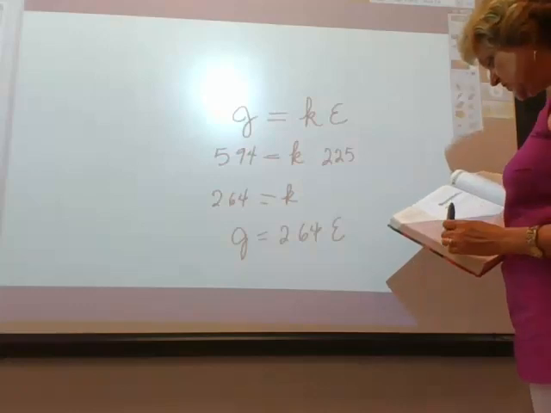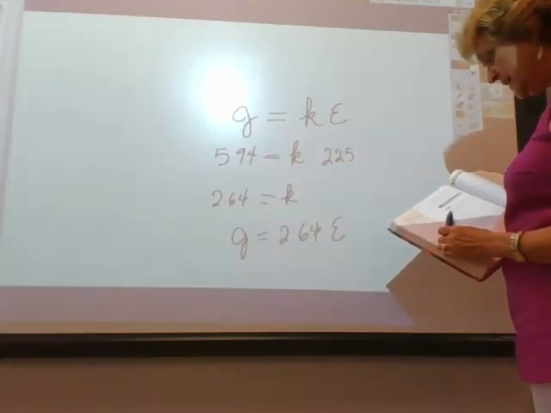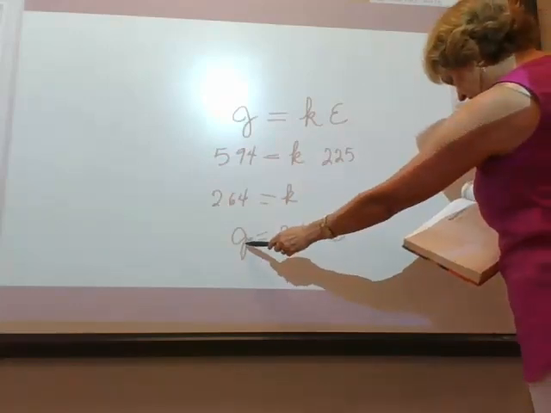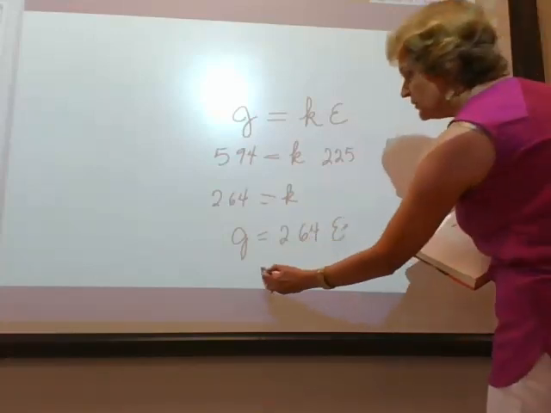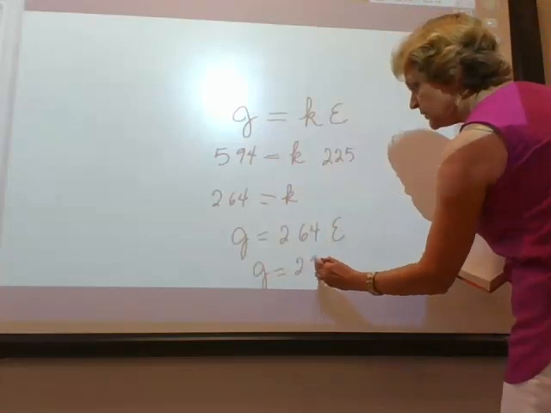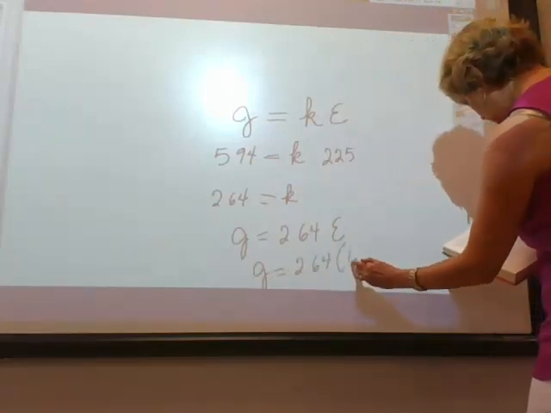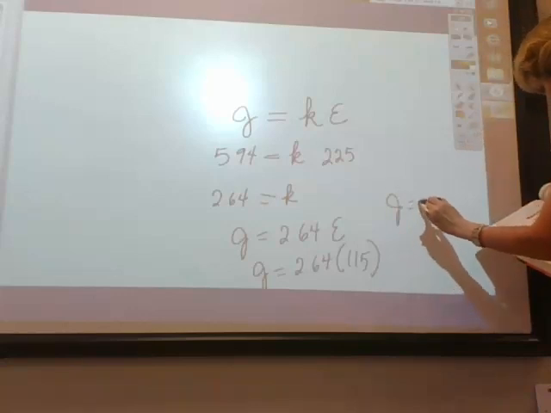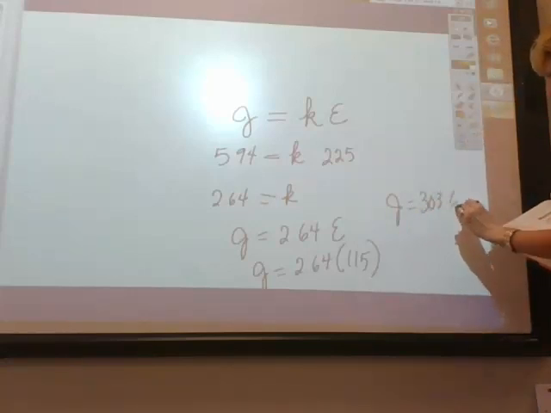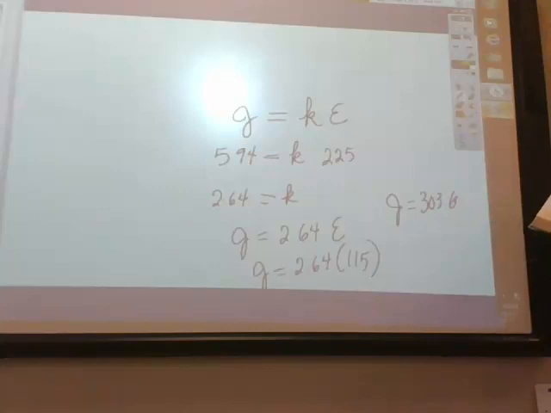Now, I'm not quite finished because it says then, what is the weight on Jupiter of an object that weighs 115 on Earth? So, J will be 2.64 times 115 on Earth, and apparently that is 303.6. Okay? So again, try C and D.